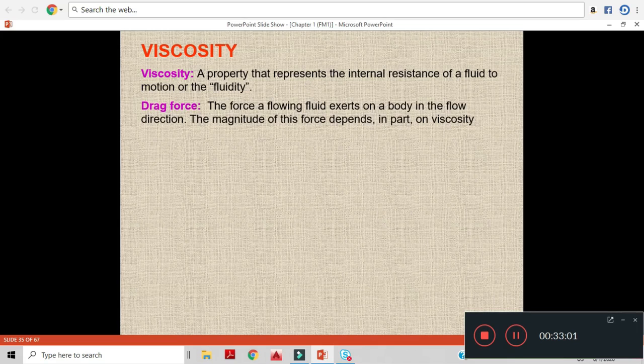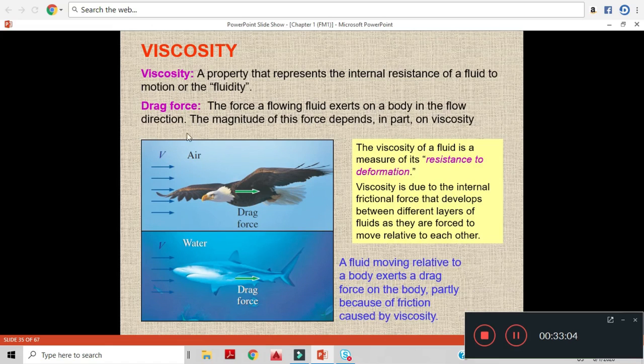So what is the drag force? The drag force is the force a flowing fluid exerts on a body in the flow direction. The magnitude of this force depends in part on viscosity. So the magnitude of the drag force partly depends on the resistance of the fluid and partly depends on the velocity or the energy of the fluid which is present.